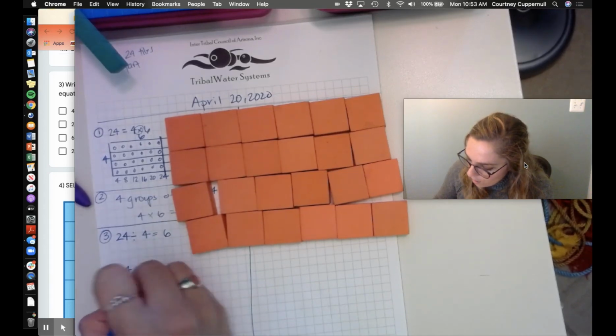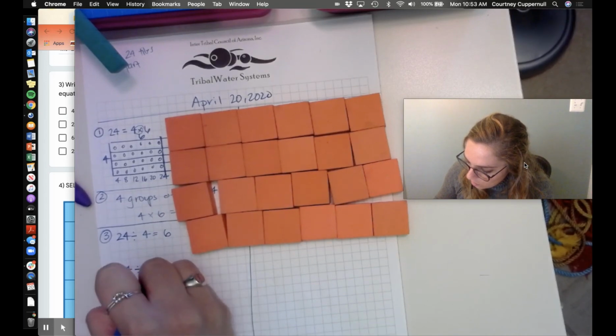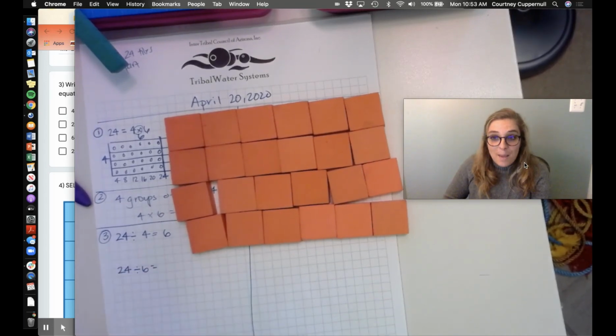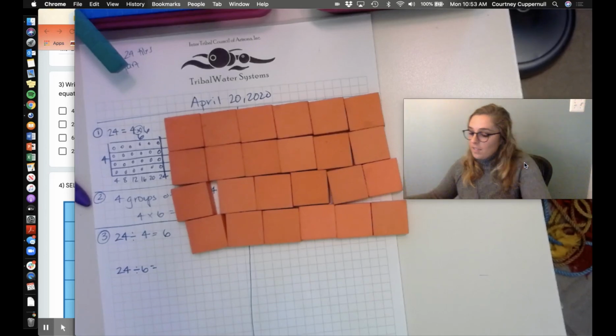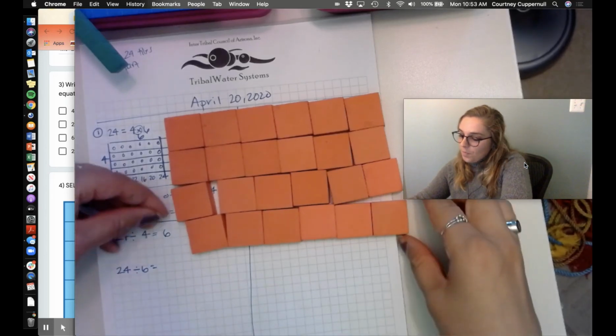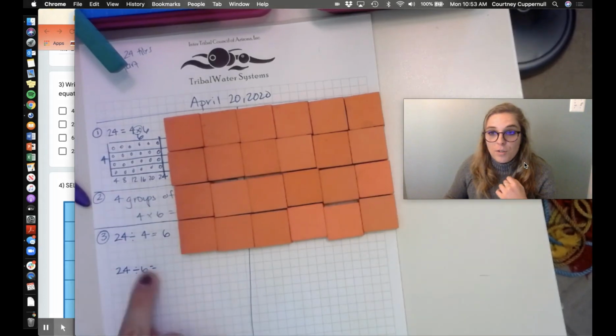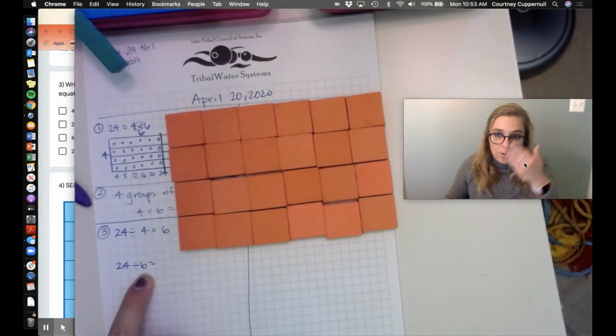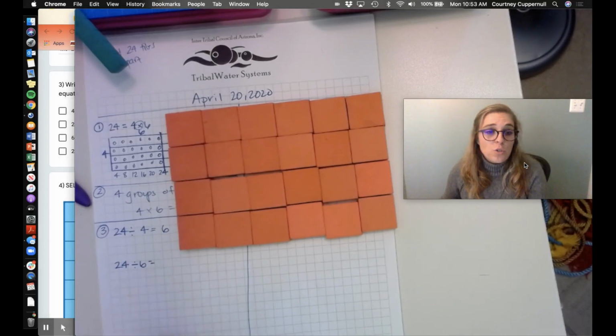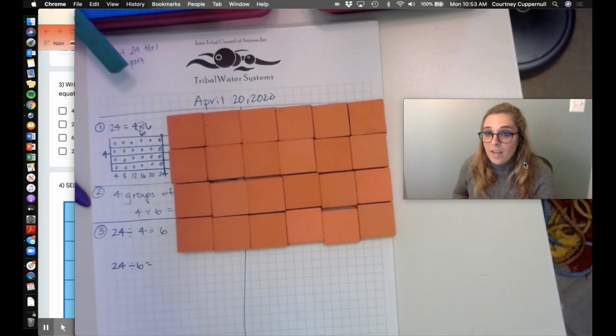So 24 split into 6 groups equals, and I can use this same fact knowledge and this same array to help me solve. If you're somebody who's really good at the multiplication strategy, who already flipped this into a multiplication equation and found the missing factor, kiss your brain, but I want to point it out for my friends who are more visual learners. So in this case, I'm splitting my 24 tiles into 6 groups.